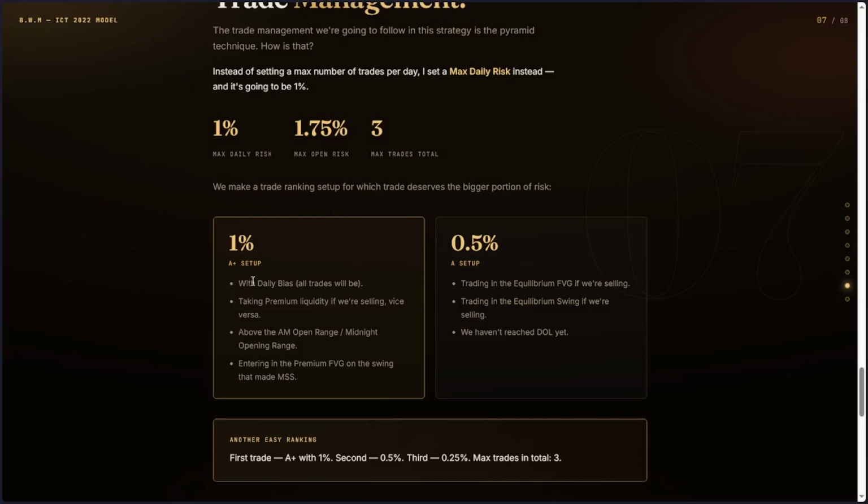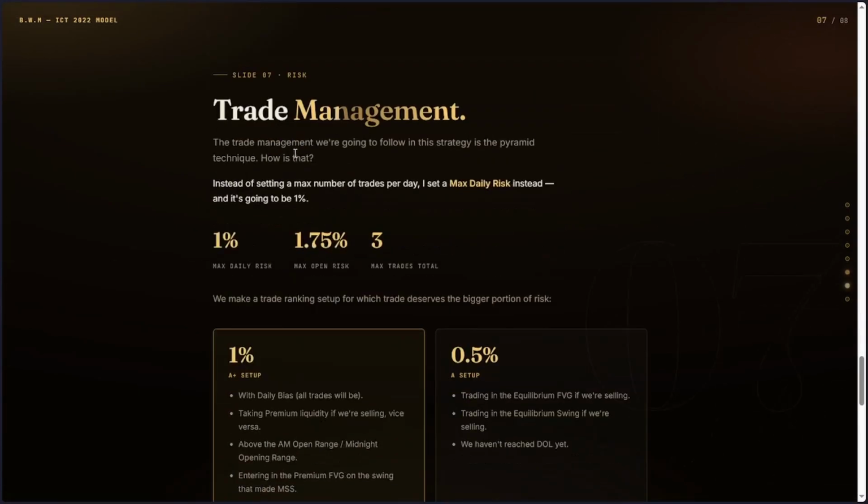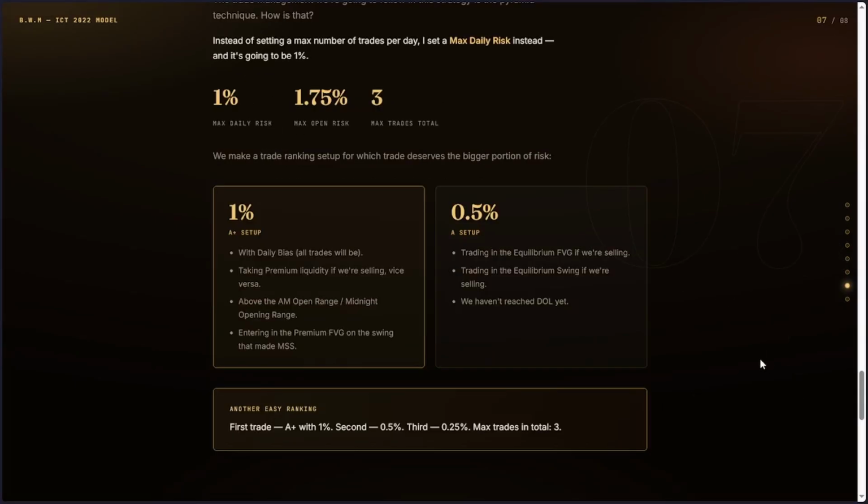I did make some small placement or ranking right here. The 1% risk is going to go for the A plus setup, which is with the high daily bias, taking premium liquidity, vice versa, above the EM range, midnight open range, entering the premium fair value gap on the swing that made market structure shift. The 0.5% setup in equilibrium. So yeah, that's the thing. And also I made another easier ranking. That's for the pyramid technique, okay?